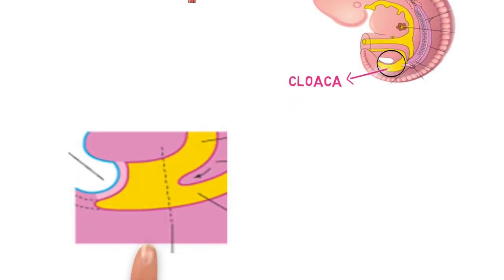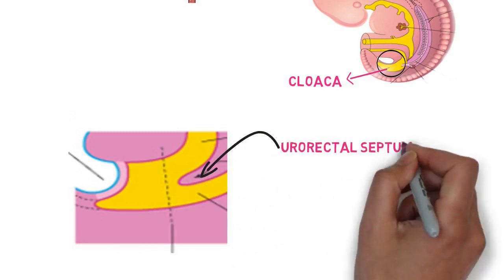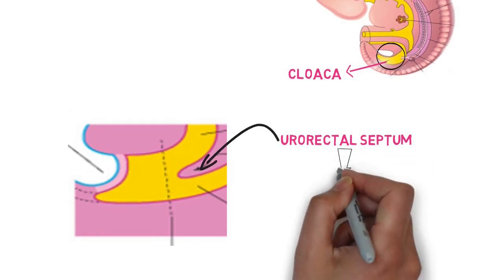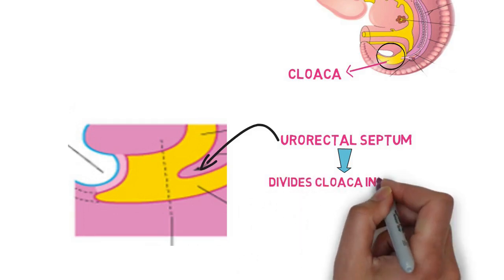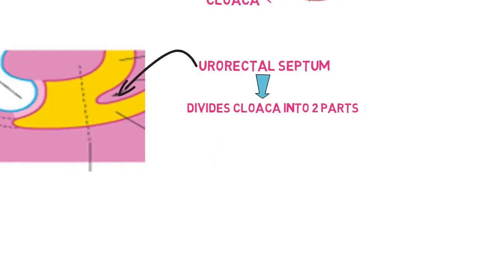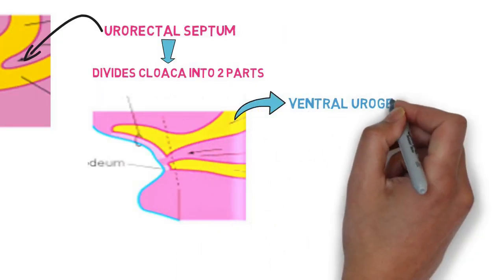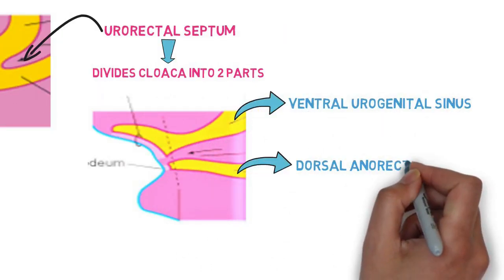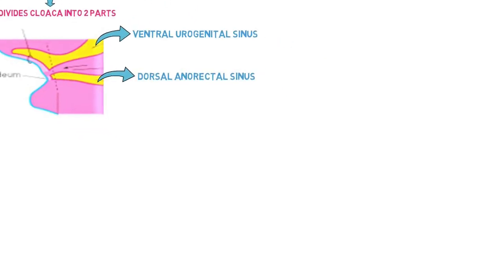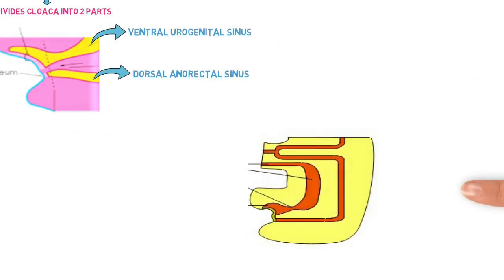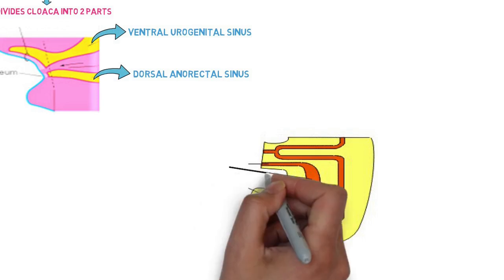At around the 7th week of gestation, the urorectal septum starts to divide the cloaca. At exactly the 8th week, the urorectal septum divides the cloaca into two parts, the ventral urogenital sinus and the dorsal anorectal sinus. For descriptive purposes, the urogenital sinus is divided into three parts.